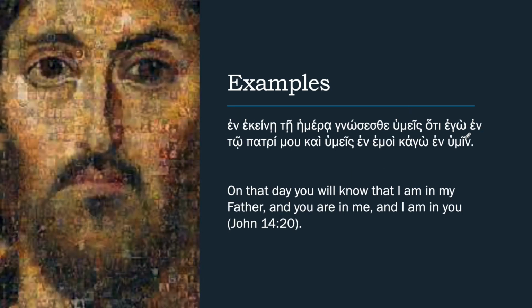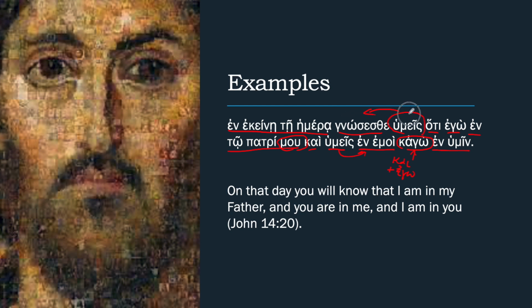Here's another example. En ekeine te hemera gnosesthe humeis hoti ego en to patri mou kai humeis en emoi kago en humin. Okay, we've got a mixture here of first and second personal pronouns. On that day, you will know, so the humeis is there for emphasis. You will know that I am in my Father. So there's the genitive of the first personal pronoun, and you are in me. Okay, you are in me. This is a combination, a crasis, kai plus ego, which creates kago, and I am in you. Okay?